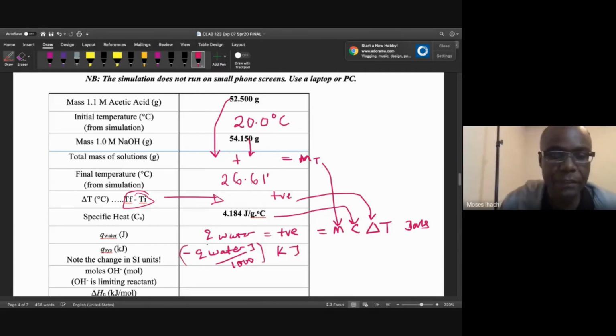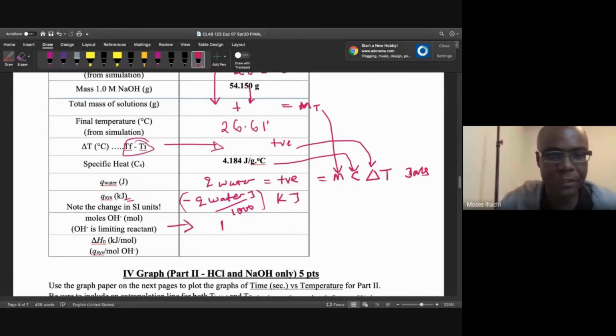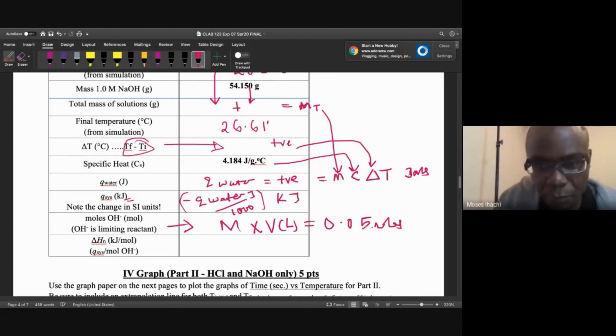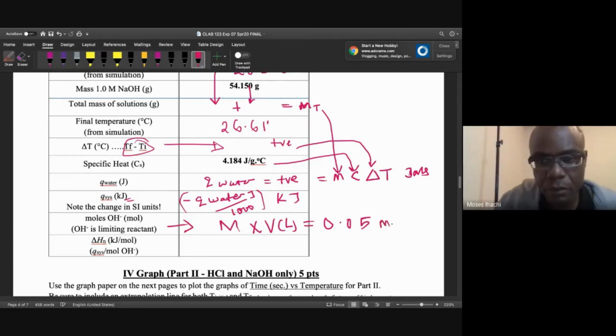It's the same value, just put a negative and divide by 1,000 to make it kilojoules, like we did in the previous table. I already showed you how to find the moles of sodium hydroxide. Just multiply by volume in liters. It's the same number of moles, 0.05. I would expect it should be 0.05 moles. Pardon my pen. Let's clean up and make sure it's clear enough. So moles.